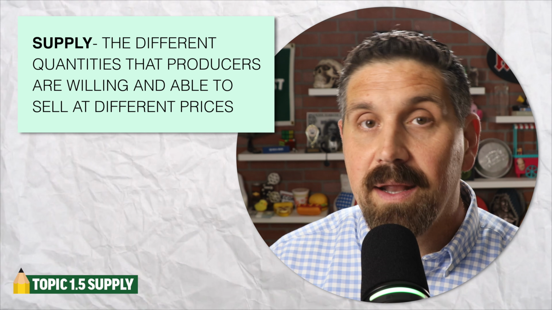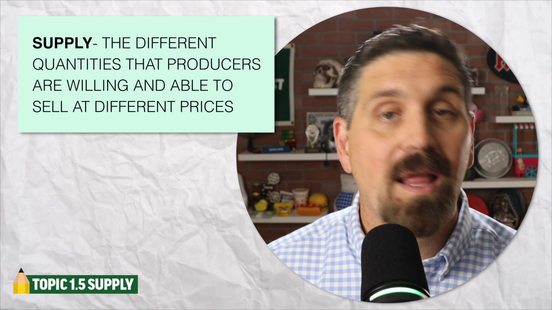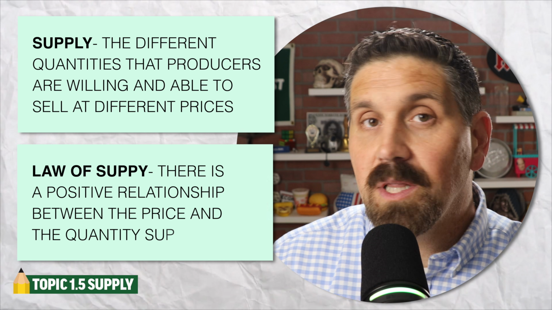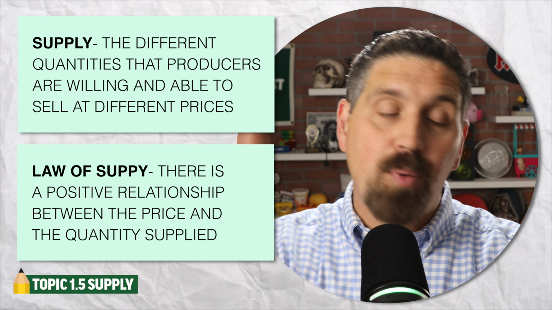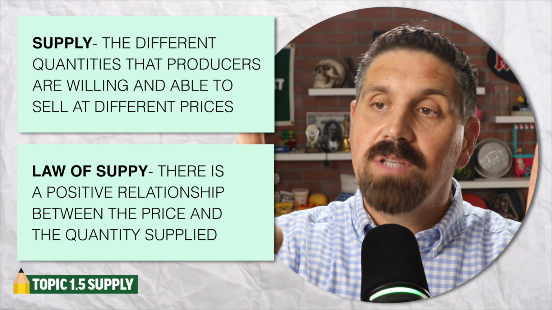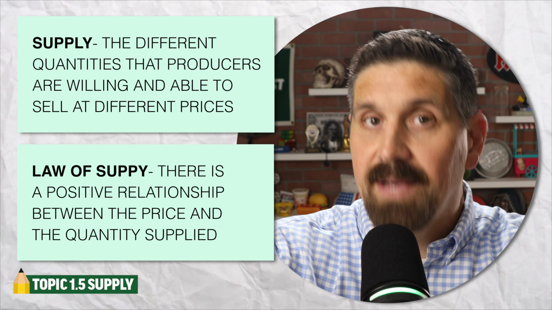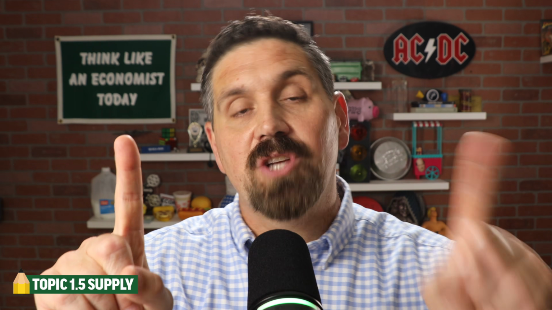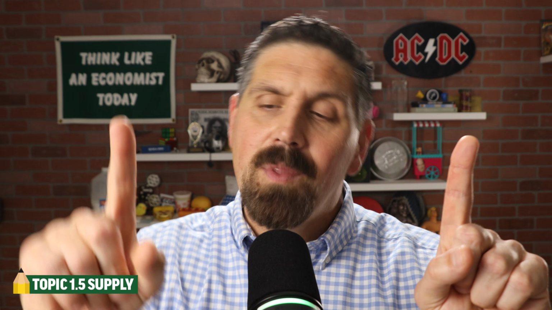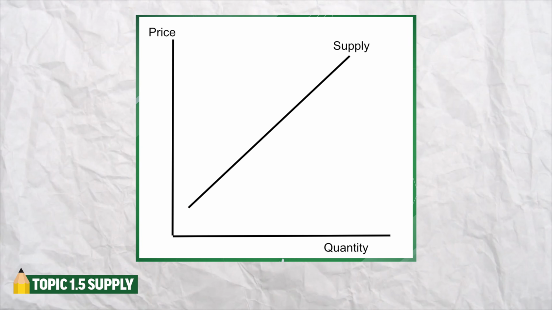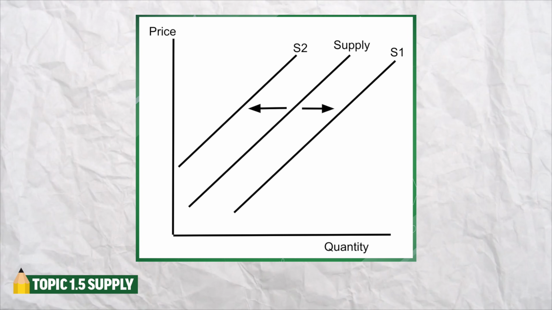Supply is the different quantities that producers are willing and able to sell at different prices. And there's also a law of supply showing a direct relationship between price and the quantity supplied. When the price goes up, producers want to produce more. When the price goes down, producers are going to produce and sell less. This is because when the price goes up, producers are going to make more profit, so they want to sell more. When the price goes down, I'm going to sell less because why bother? So that means there's an upward sloping supply curve, which also has its own shifters.